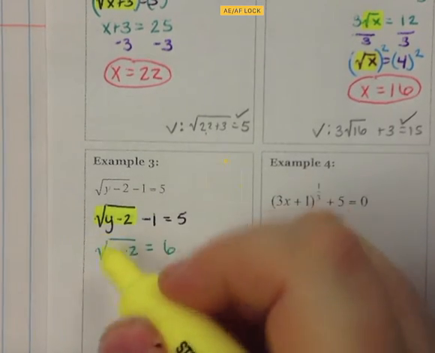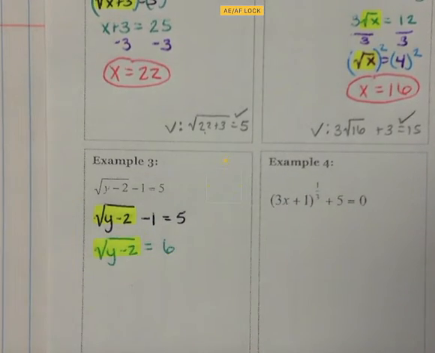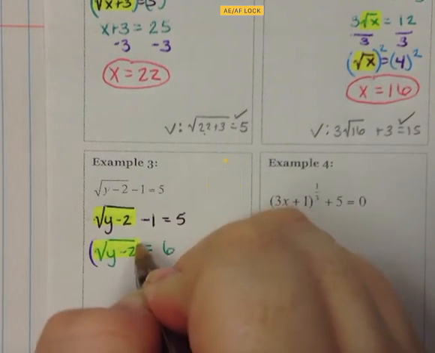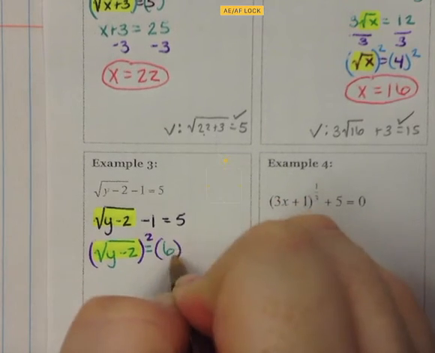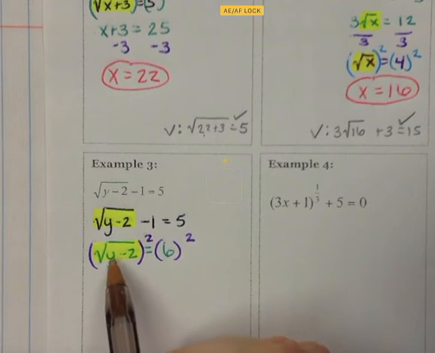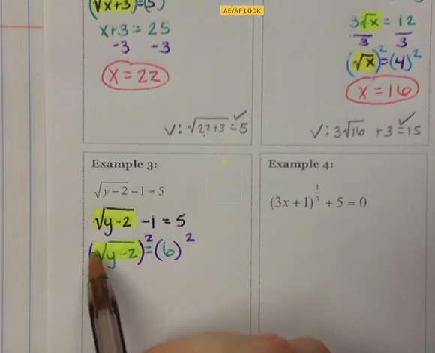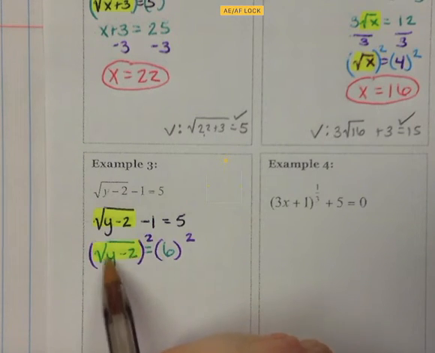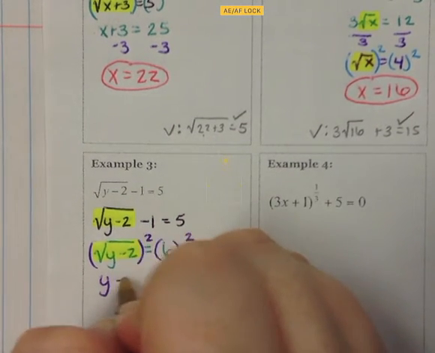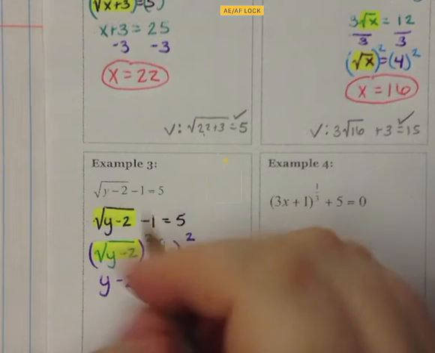So again, I need to get my square root symbol isolated. It is isolated, so I can go to step 2 by raising it to the power of the index. So the index is 2, so I'm going to raise both sides to the second power. And we'll have y minus 2, because again, those are inverse operations. We're just left with y minus 2 equals 6 squared is 36.